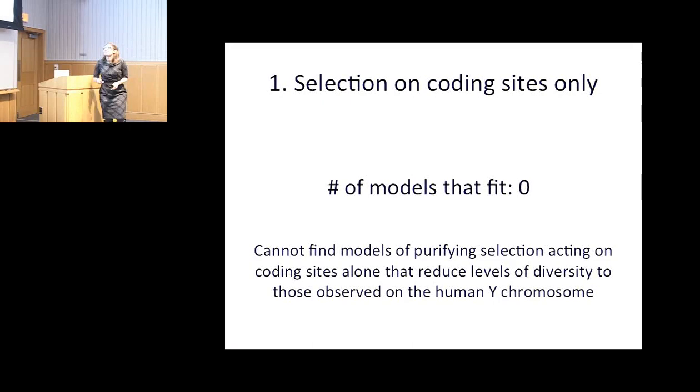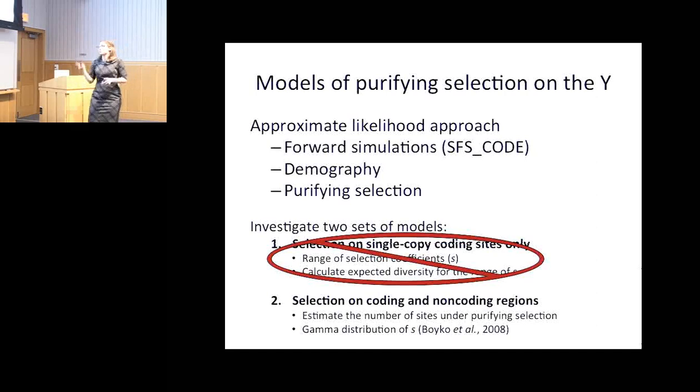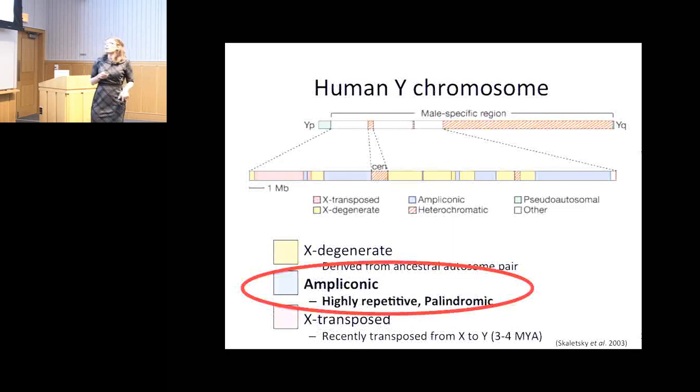The second thing we did was look at selection on coding and non-coding regions and estimate the total number of sites that would need to be affected by purifying selection to reduce diversity to the levels that we observe. We used a gamma distribution of selection coefficients. And here's the second region of the Y chromosome, the ampliconic region. These are highly repetitive and palindromic, which means they're in these big arms, and one arm is very similar, nearly identical, to the other arm.